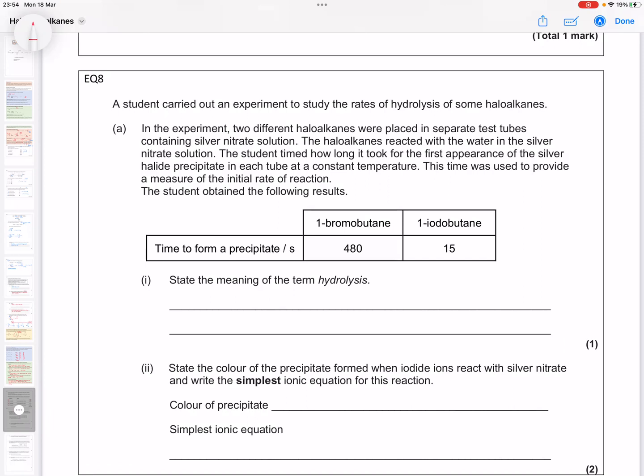What is the meaning of hydrolysis? So splitting the C-X bond, crucially using water. Splitting using water is what hydrolysis stands for.